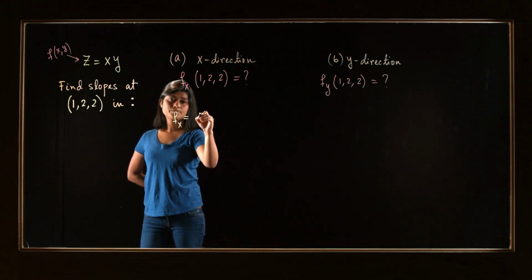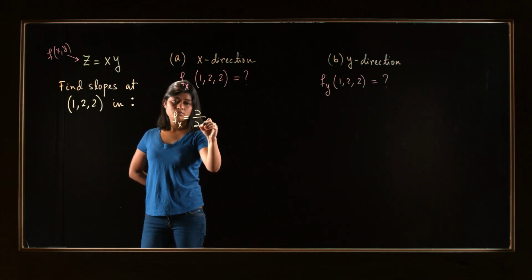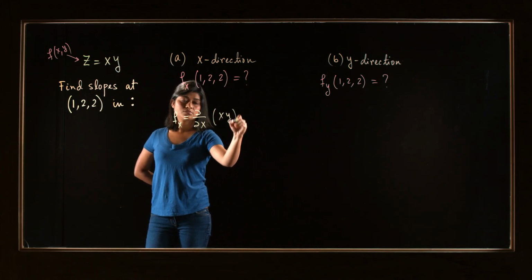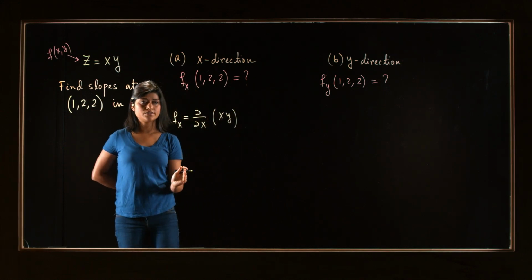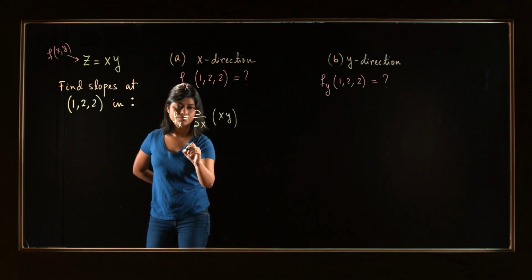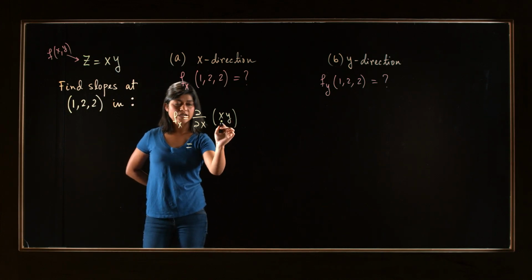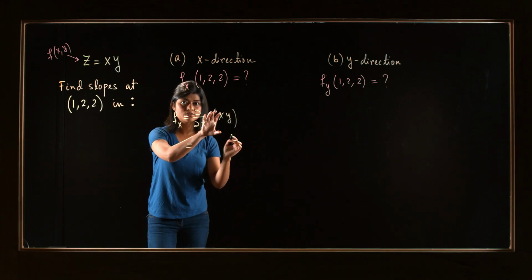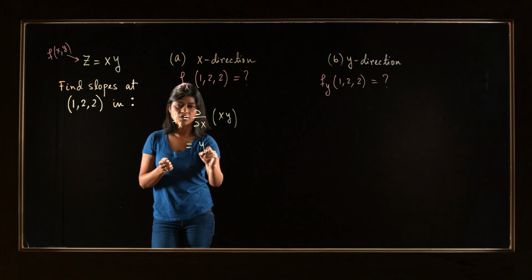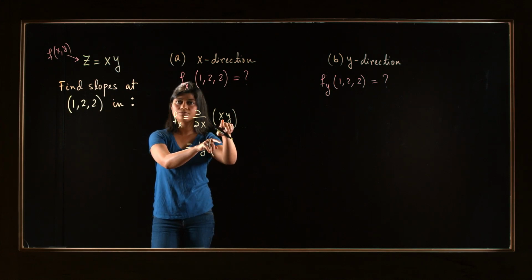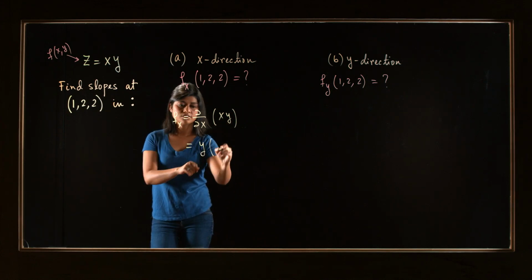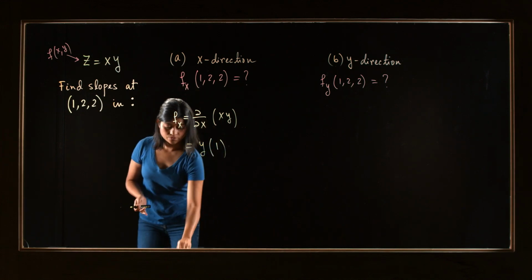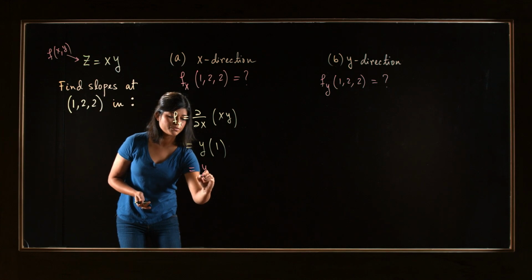So that is, remember, partial with respect to x means y is constant here. So be careful, y is constant and this function is x times y. It's like a constant attached to x. So what do we do? We take out the constant and take the derivative of the variable, which is x, and the derivative of x is just 1. So this partial derivative is y.